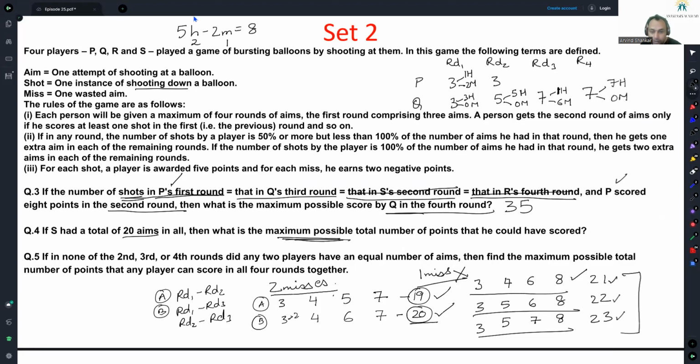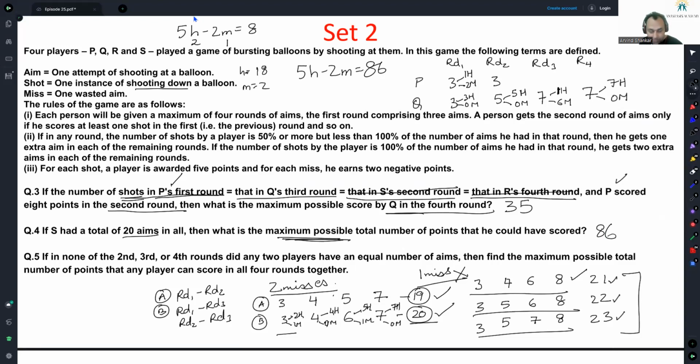Here he would have hit 2 hits, 1 miss. Here 4 hits, 0 misses. Here 5 hits, 1 miss. And here 7 hits, 0 misses. This would be an acceptable outcome. Because he had 20 aims and 2 misses, it basically means H would become 18, M would become 2. Can we get our 5H minus 2M? This will turn out to be 86, which is the answer to question number 4.